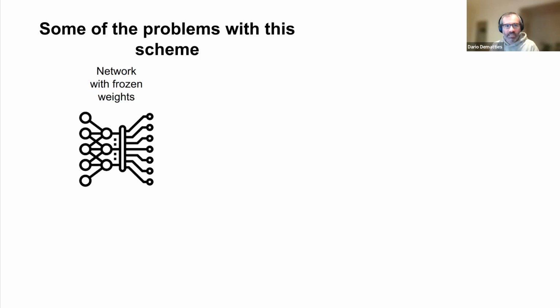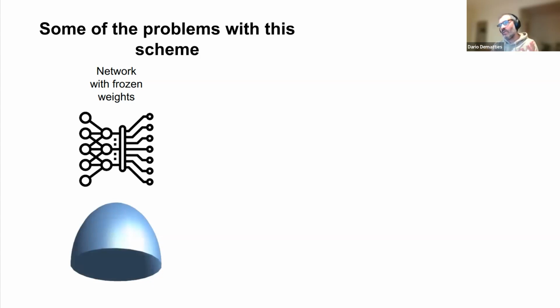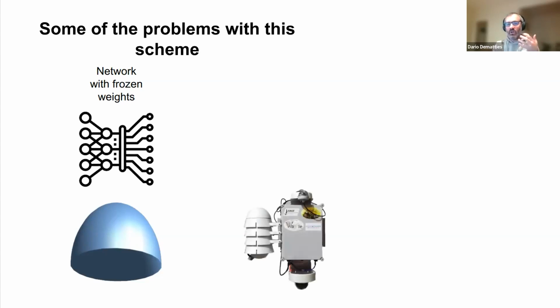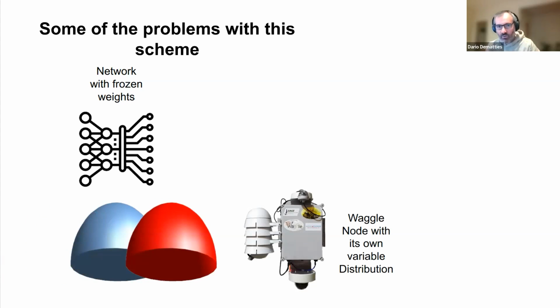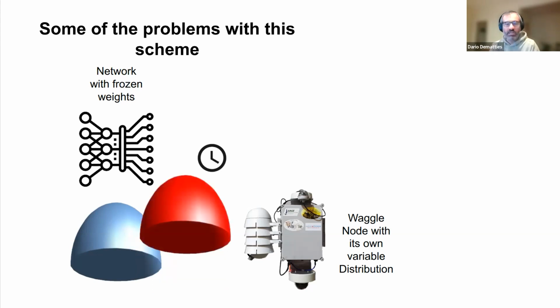Some of the problems with this scheme of pre-training and deploying machine learning models are the following. The network has its weights frozen in the node, but it was trained offline on a data set that has its own probability distribution. Yet the distribution of the online data collected by the node is not necessarily coincident with the original distribution of the data used to train the model. Furthermore, that distribution could vary over time in the nodes as the node is collecting data.